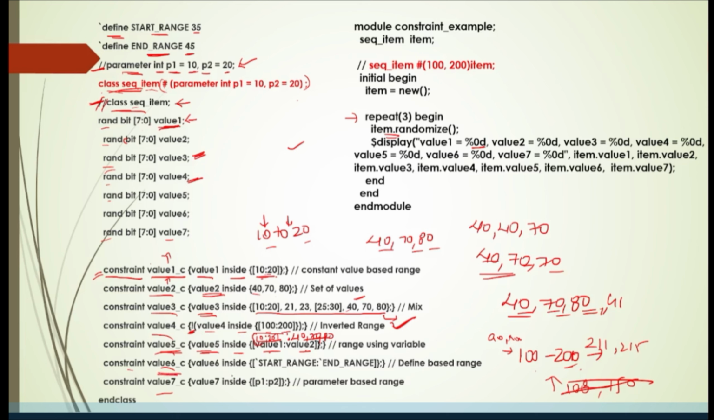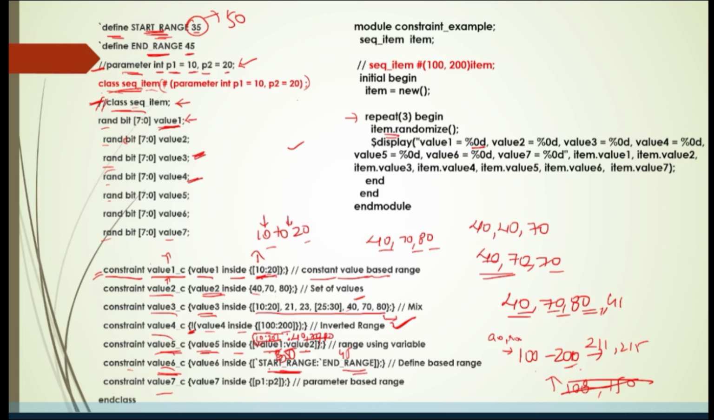Now coming to the value 6 constraint. The value 6 constraint is within start range and end range. What is the start range here? 35. What is the end range here? 45. So it should be between 35 and 45, similar to the constant value based one. But since that is a constant, we can't change the values. Here, since this is a define variation, whenever you change the start range from 35 to 50, here also it will change to 50. You should keep that in your mind.